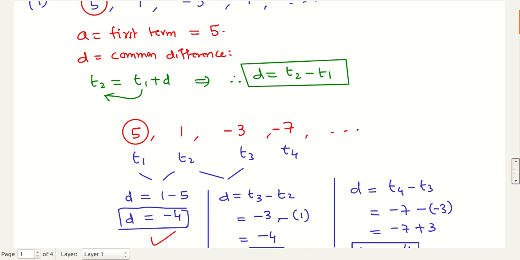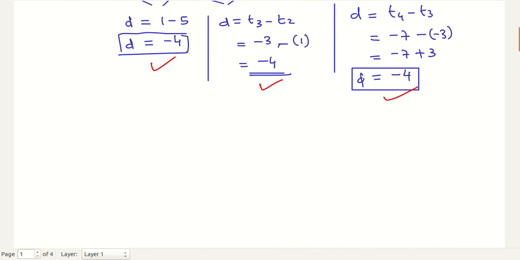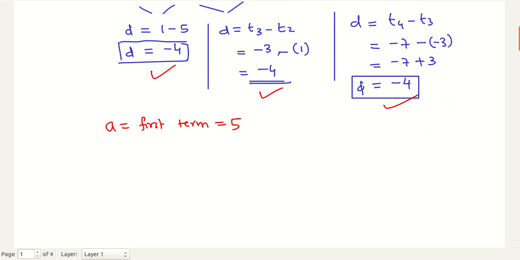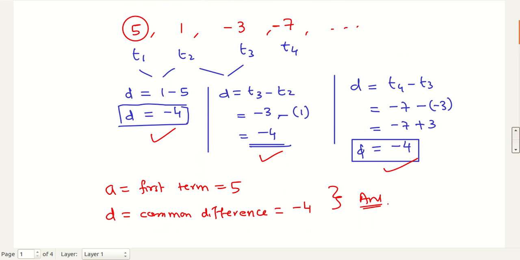So we can write the final answer: the value of A, the first term, is 5. And D, the common difference, in all the cases we got as minus 4. This is our answer. In this way you have to solve all the problems. I hope you have understood this.